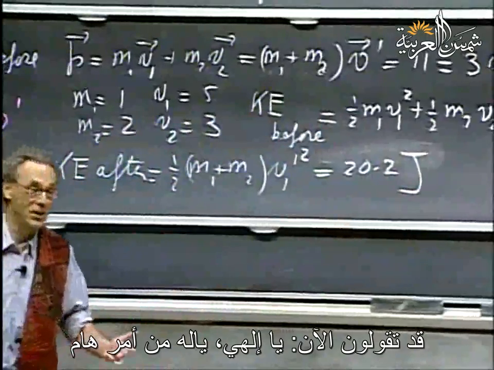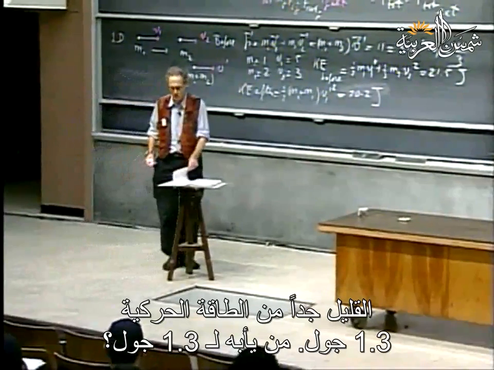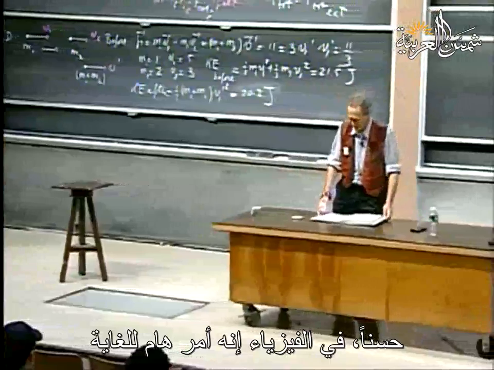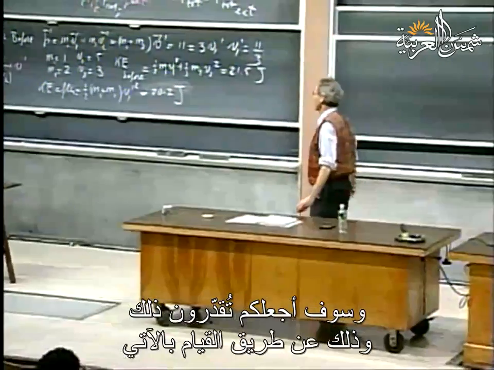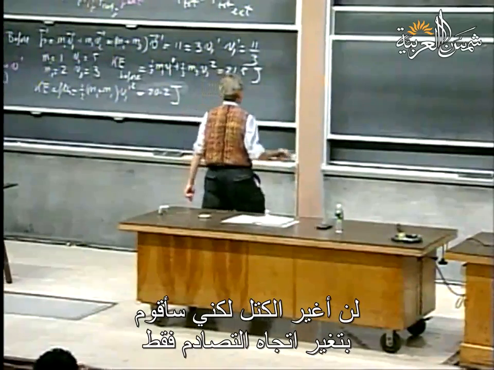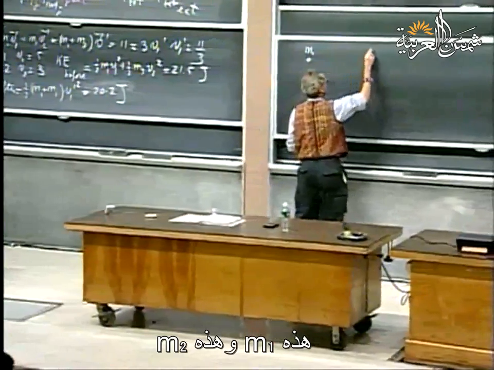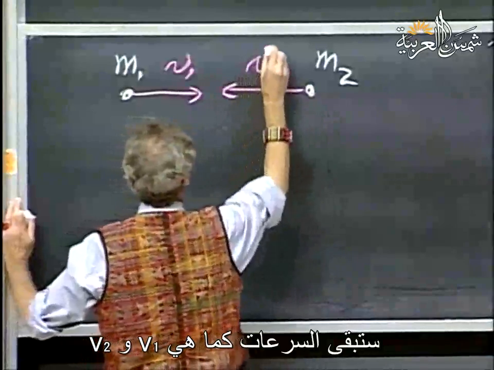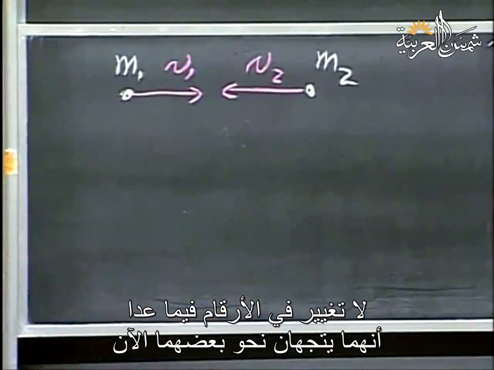Now you may say, well, big deal, there's only like 1.3 joules. Who cares about 1.3 joules? Well, it is a real big deal in physics, let me tell you. And I can make you appreciate that by doing the following. I don't change the masses, but I am going to change the direction of the impact. Here is m1, and here is m2. The speeds remain the same, v1 and v2. No change in the numbers, except that they go now head on.